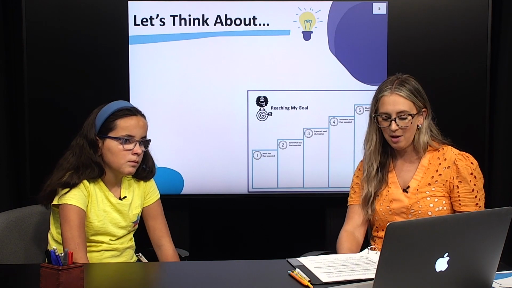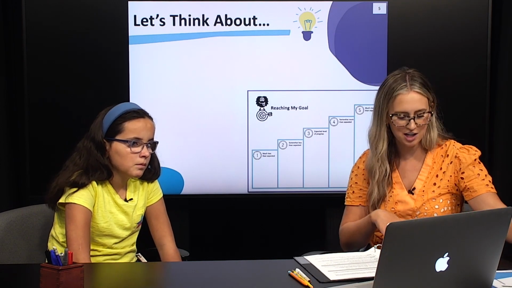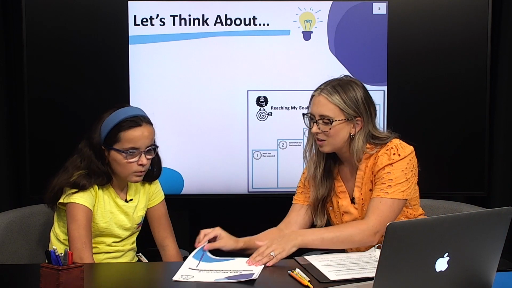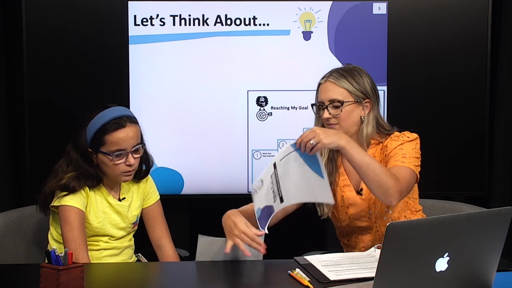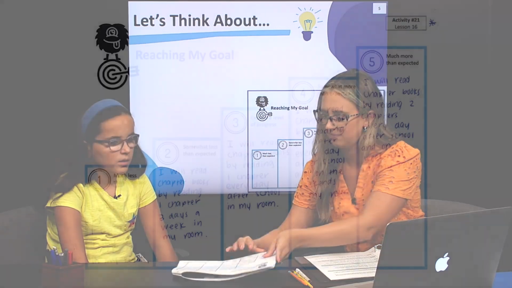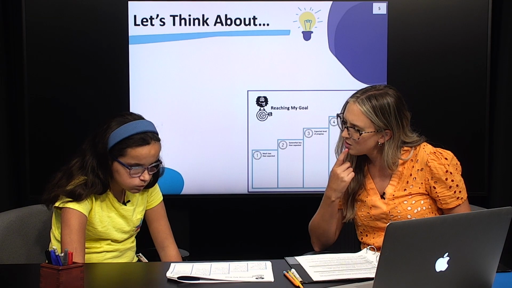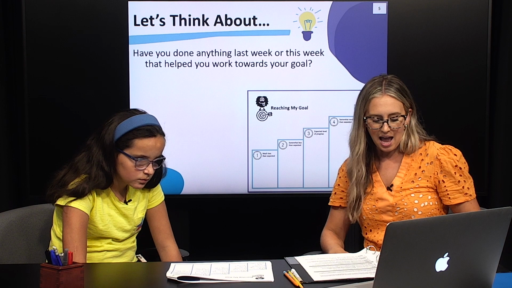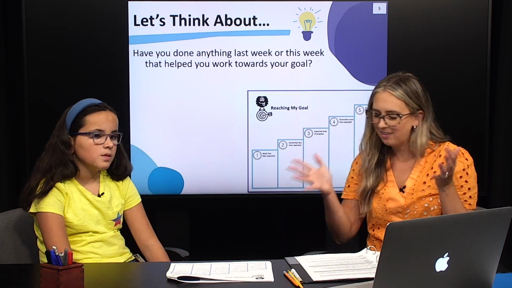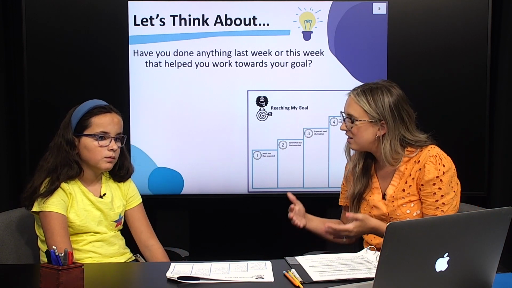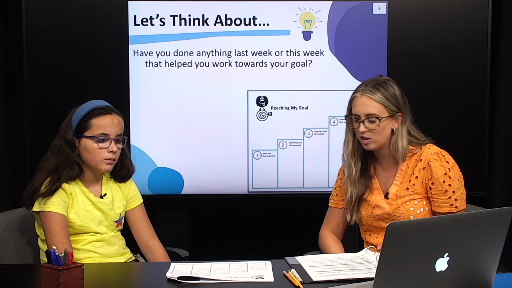Before we do this, I want us to take a moment to look at your goal attainment scale. So let's find it in here. Oh, here it is. So remember, this scale is used to help us think about the progress that you are making towards your goal. It helps us keep track of your goal chasing. So I want you to think about, have you done anything last week or this week that helped you work towards your goal?